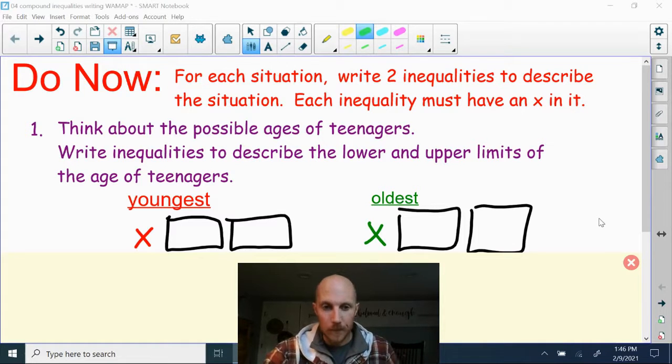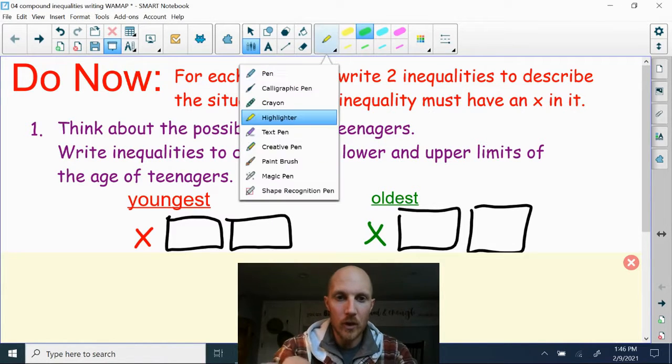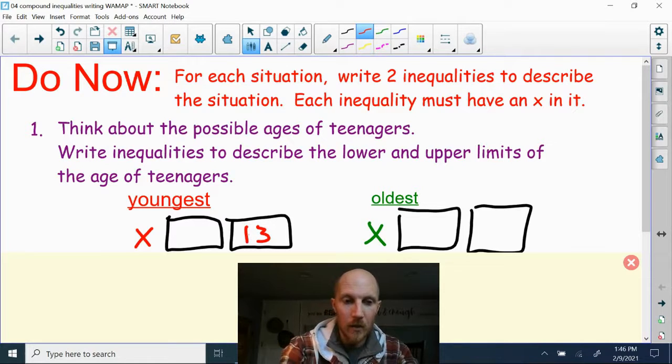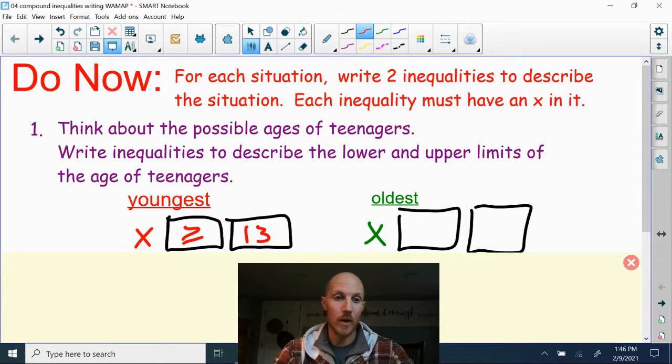So start with the youngest age. We've got the x already there. We've got our two answer boxes. We'll need to fill one of those in with an inequality symbol and the other with a number that is like the lower limit of being a teenager. So you start being a teenager at the age of 13. And so the x, your age, in order to be a teenager, would need to be 13 or more. So x is greater than or equal to 13.